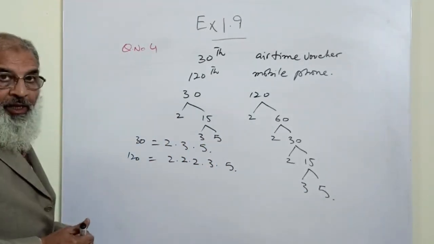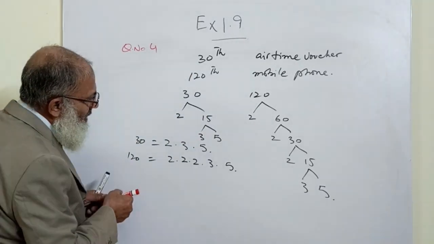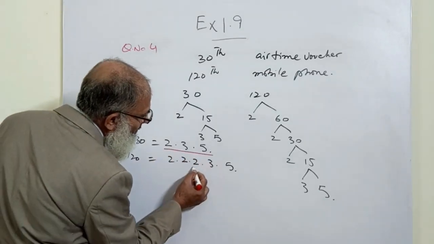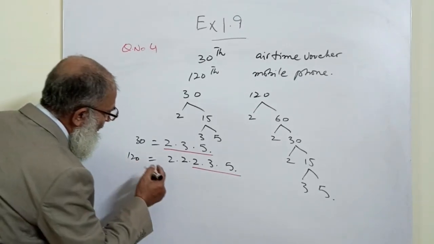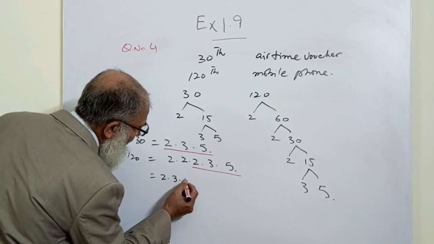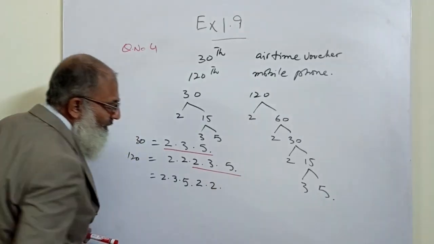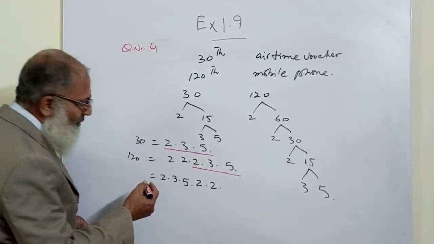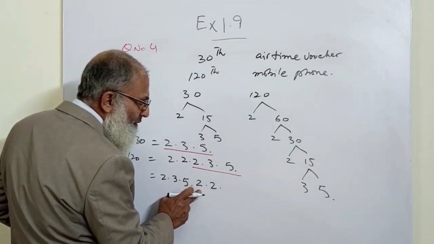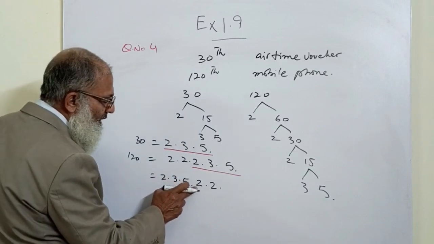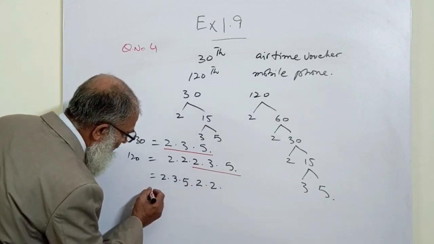Okay, now we find the common factors first. You see all these are common. So write all the common factors once: 2, 3 and 5. Then the leftover factors. What is the final outcome? 2 times 3 is 6, 6 times 5 is 30, 30 times 2 is 60, and 60 times 2 is 120.